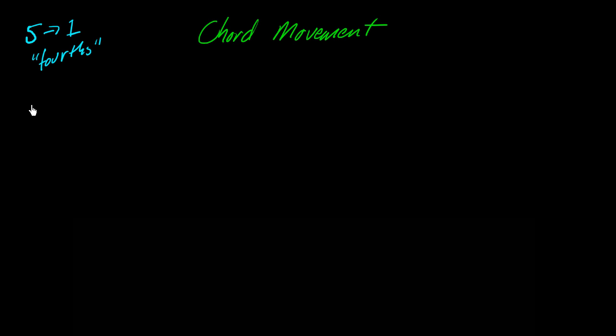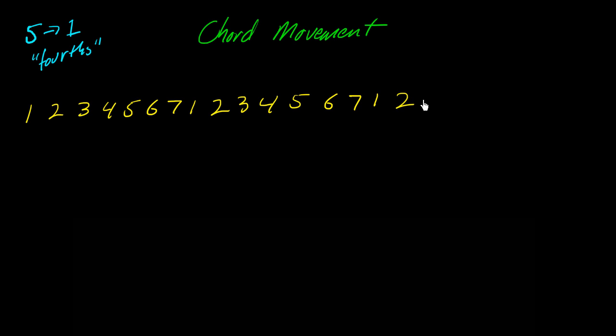Here we go. I'm going to write down 1, 2, 3, 4, 5, 6, 7. But I'm going to continue another set, 2, 3, 4, 5, 6. One more. 1, 2, 3, 4, 5, 6, 7. And I'll end there.